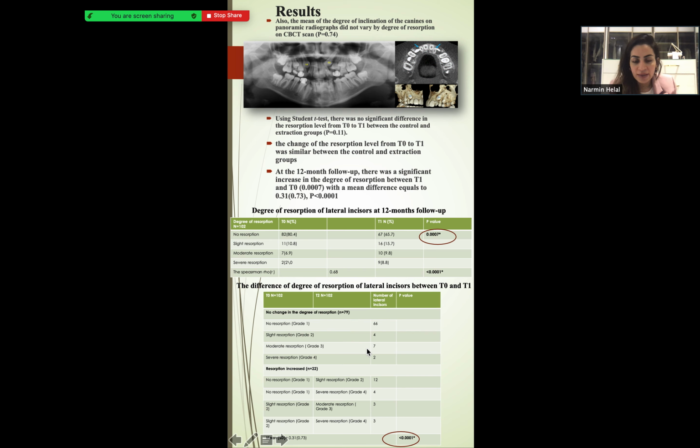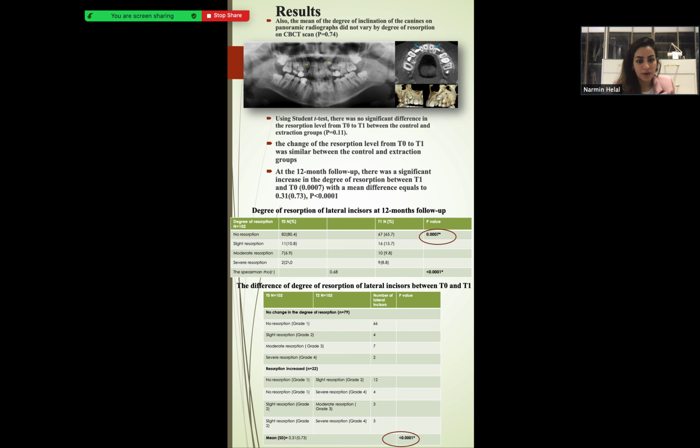Also, when you look at the second table here, you see that, for example, of the cases with no resorption, or grade 1, we had 4 cases that changed from grade 1, no resorption, to severe. And we had 6 cases that transformed from grade 2 to either grade 3 or grade 4.